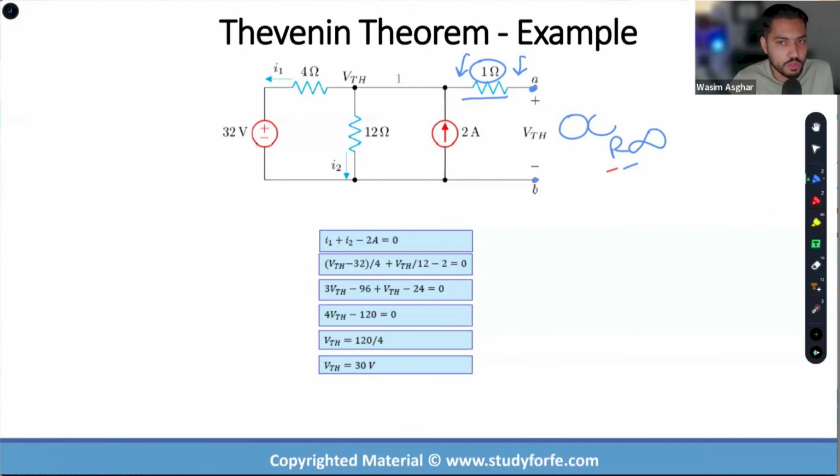If I'm writing a KCL, and KCL is the preferred circuit analysis tool that I've recommended in my program, this is very easy. Assuming the directions as shown over here, current entering here is I1, this current is I2, and 2 amps is obviously entering over here. So the only current entering is 2 amps. The sum of all the currents entering should be equal to the sum of all the currents leaving. So 2 amps over here, and the two currents leaving are VA minus 32 volts divided by 4 ohms, plus VA minus 0 divided by 12 ohms.